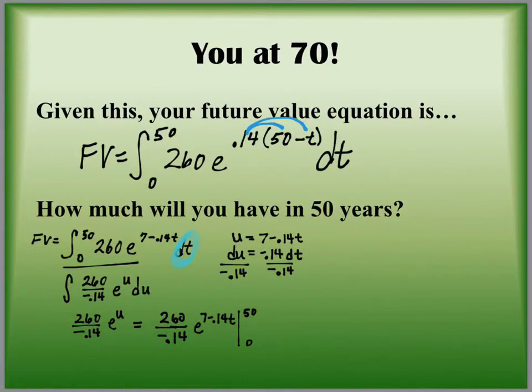All right, so we're actually going to plug in 50, like we did just a moment ago, into this equation. So it's going to look like 260 divided by 0.14, e to the 7 minus 0.14 times 50, minus 260 over negative 0.14, e to the 7 minus 0.14 times 0.